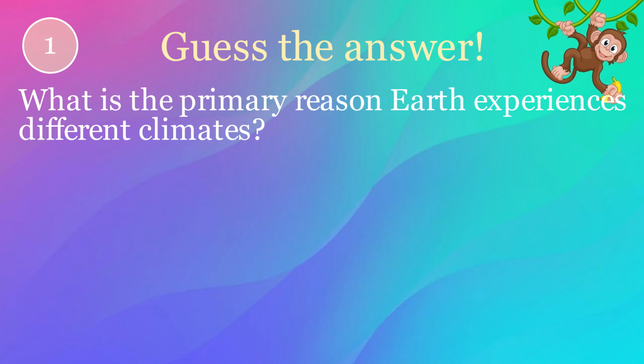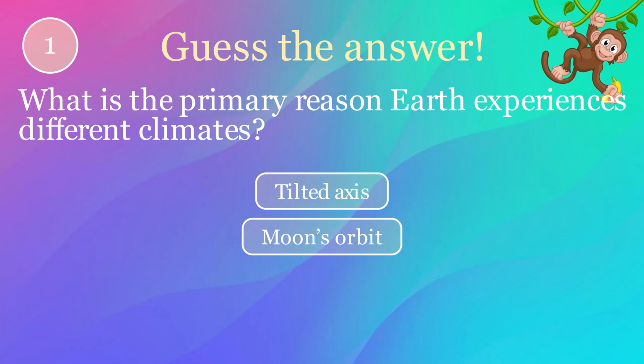What is the primary reason Earth experiences different climates? Tilted axis. Moon's orbit. Sun's size. The correct answer is tilted axis. Here's an interesting fact: Earth's axial tilt causes varying sunlight angles, creating different climates.